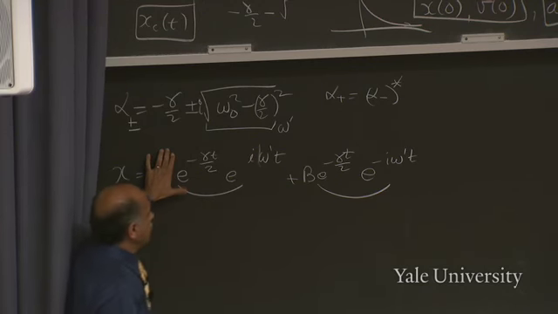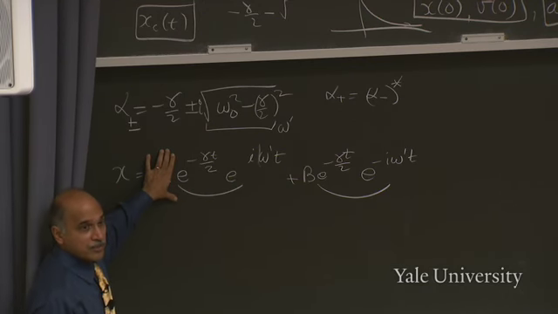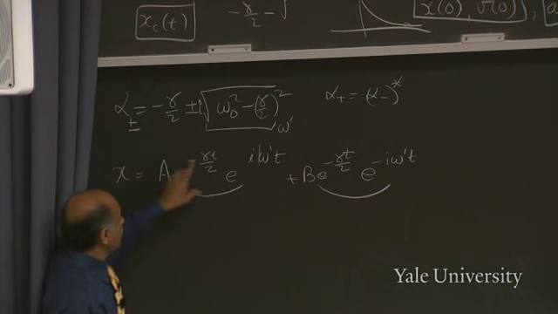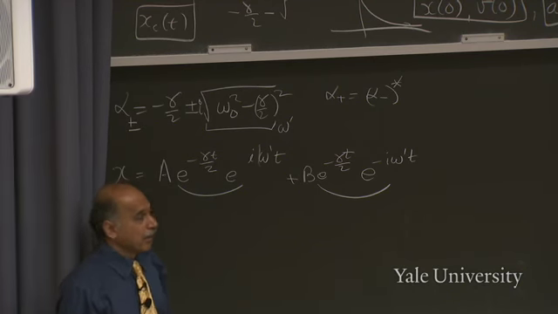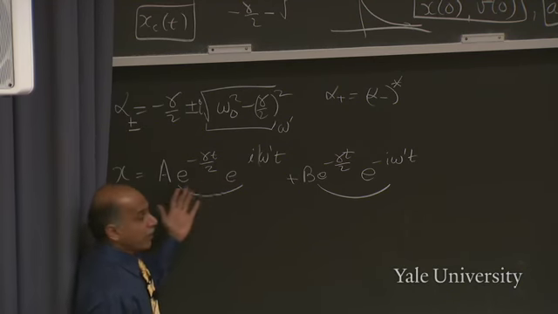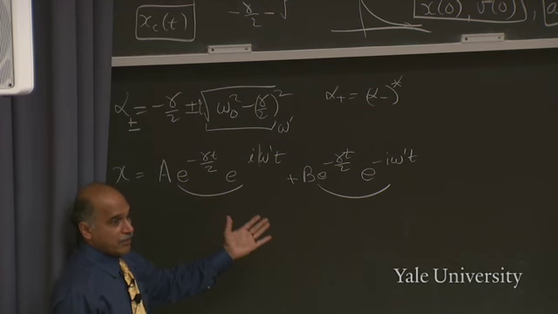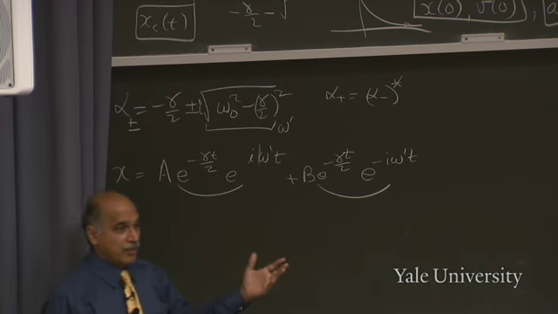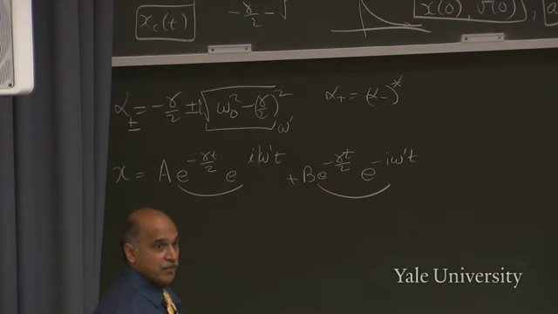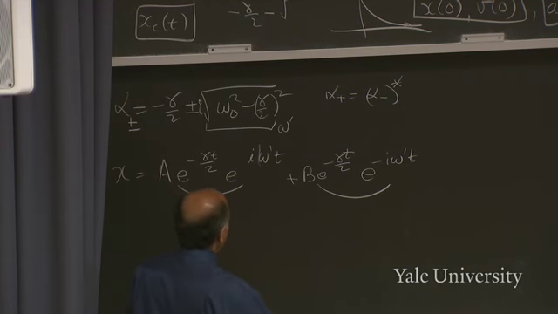Do you guys realize that they're complex conjugates of each other? Because i has gone to minus i. So for example, if A and B were equal numbers, this would be a real number, because a number plus its conjugate, you kill the imaginary part because they have opposite imaginary parts. So A and B real is a good answer, but it's too restrictive.